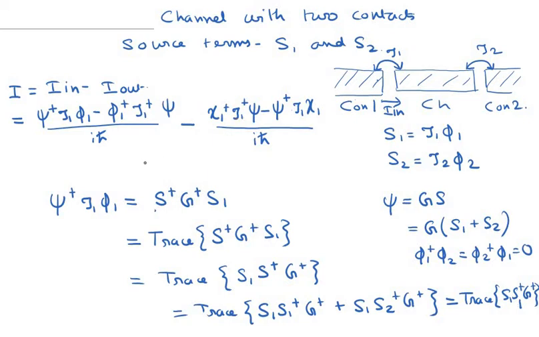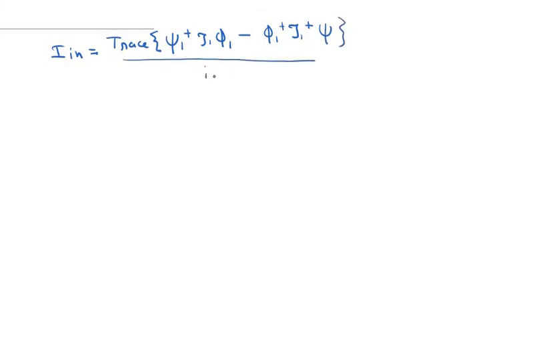Now this entire term over here, let me write on a second page. So this basically becomes I in equals trace of phi 1 dagger tau 1 phi 1 minus phi 1 dagger tau 1 dagger psi, divided by i h bar, and then I make replacements. I replace these by S1 and S1 dagger respectively, and I replace this psi 1 by G S, and I put the correlation terms to be 0.